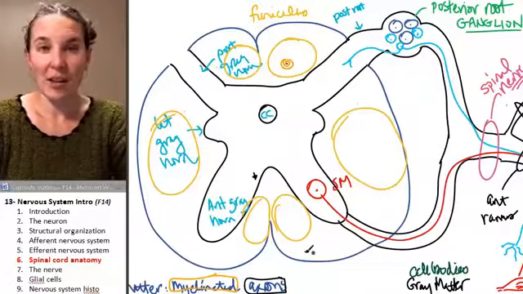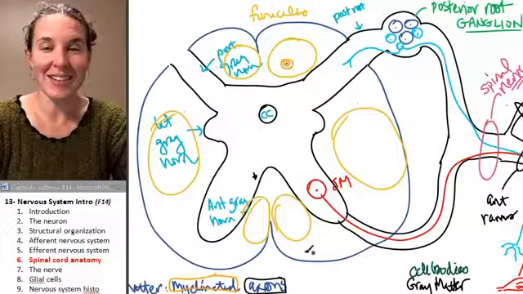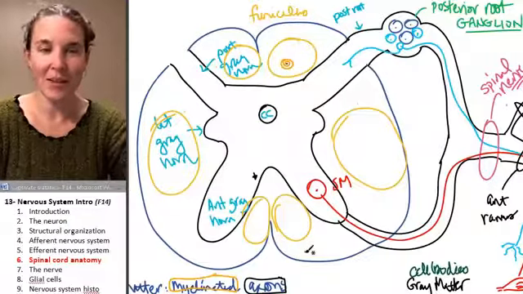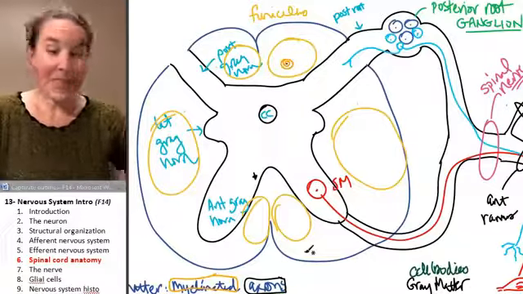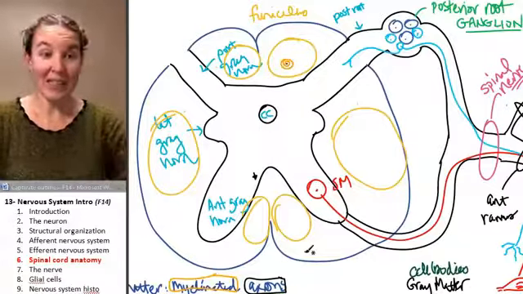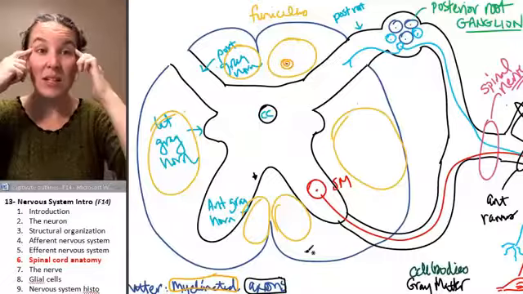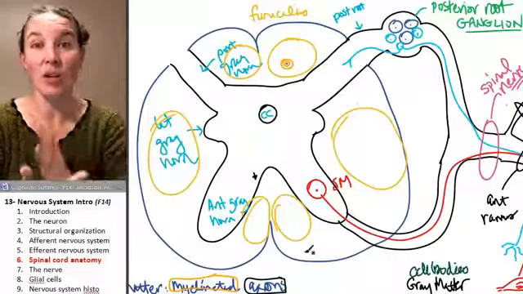Should I bring chocolate to lecture and lab on the day that we do this topic? I think so. You're getting a lot of information right now. But that's your spinal cord. I think that's everything that you need to know. Now let's look at the anatomy of a nerve itself.